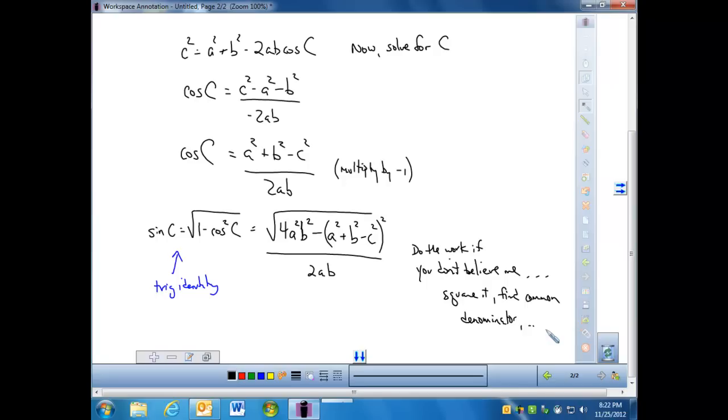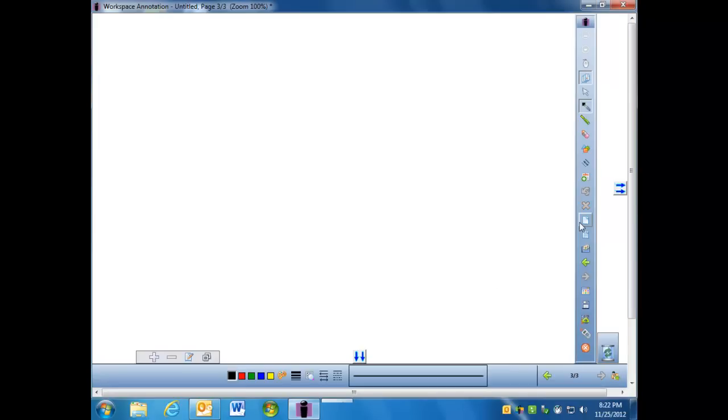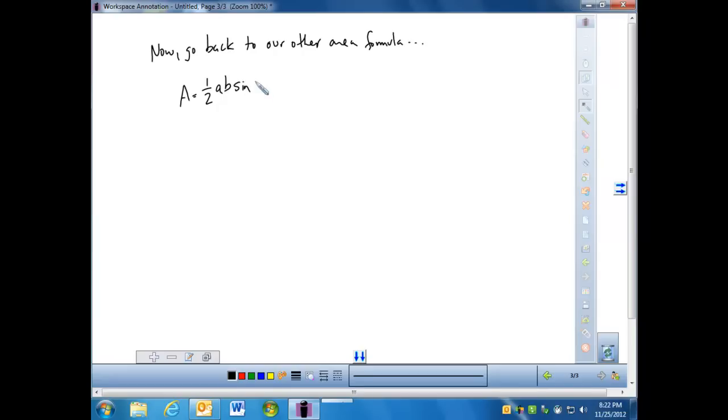Alright. Now that we have this, we're going to use that area formula that we just talked about a few minutes ago, one half AB times sine of C. Really, Heron's formula is just a different rewriting, or a different way to utilize the area formula we had before. So remember, area equals one half AB times the sine of C. Remember that angle C has to be the included angle between those two sides.